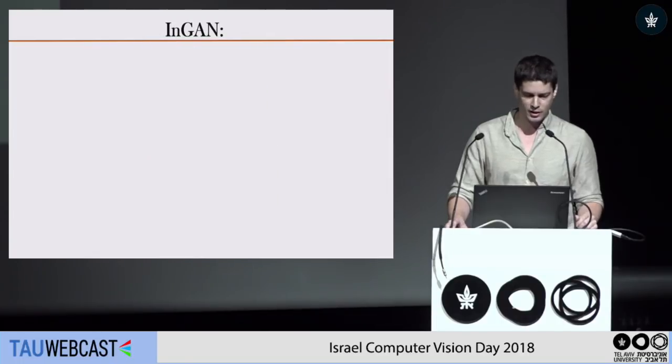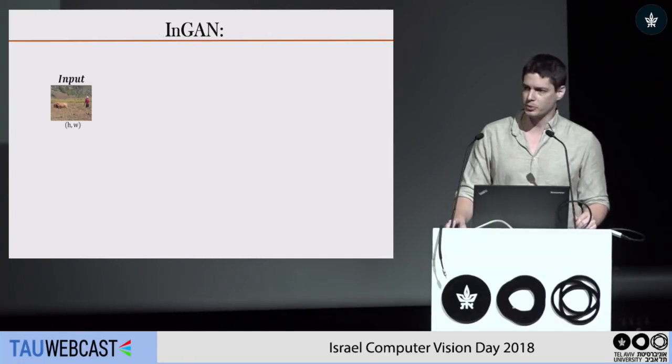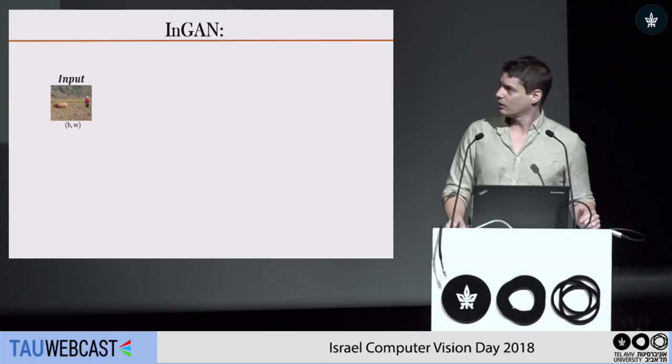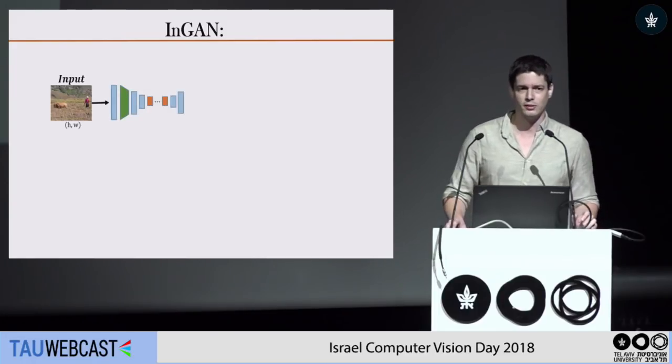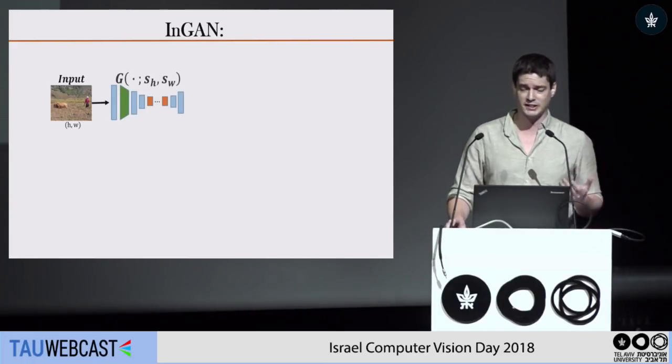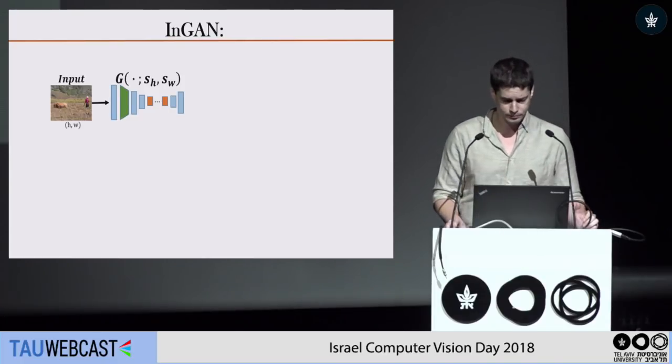So let's see how the InGAN works. Having some input image, we feed it into a generator, but we also feed it with the desired scales that we want to retarget to.